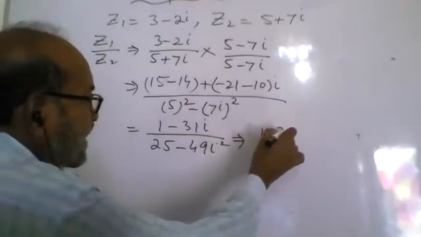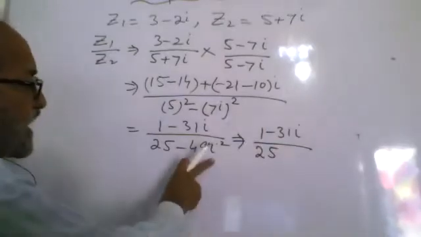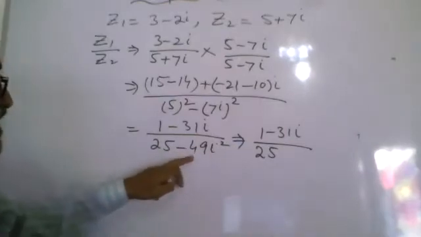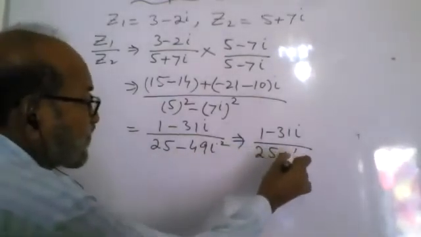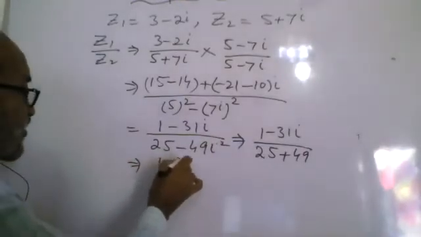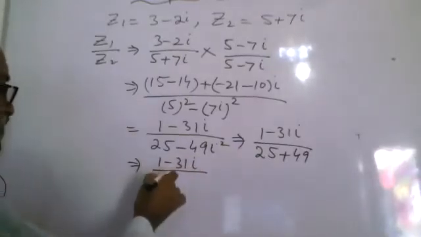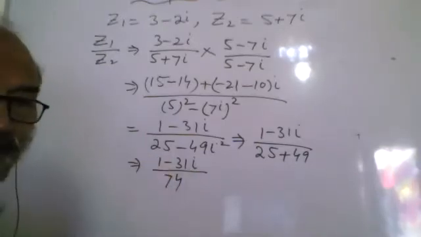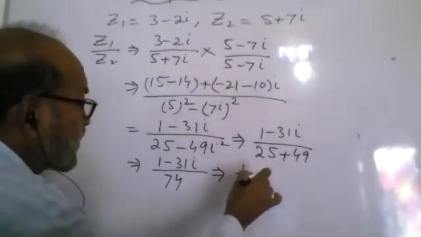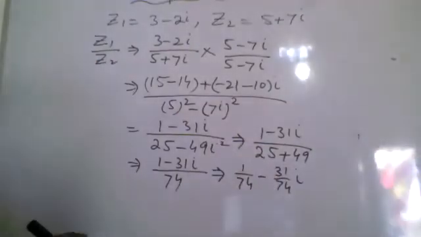So 1 minus 31 iota divided by 25 minus iota square is changed by minus 1. So minus 1 into minus 49 will be plus 49. It will become 1 minus 31 iota divided by 74. Now we separate them. 1 upon 74 minus 31 upon 74 iota. This is the final answer.